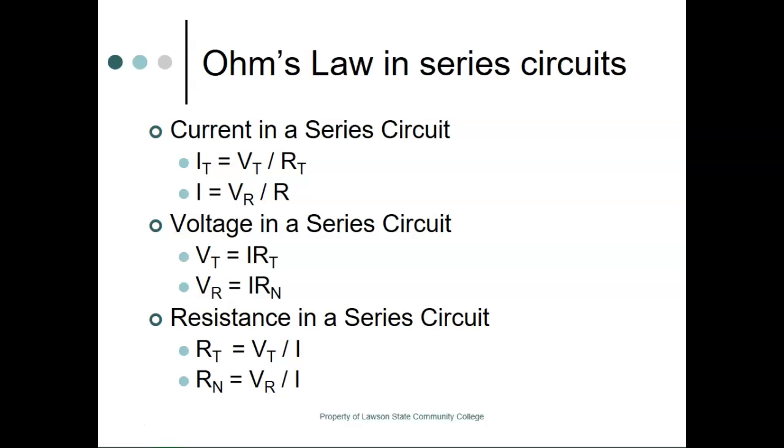Current is equal to voltage divided by resistance. Voltage is current times resistance, or current times a specific resistance, which we'll talk about here in a minute. And resistance is a lot reliant upon voltage and current. Okay?